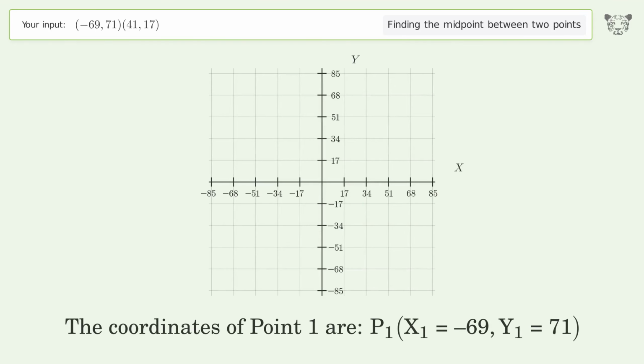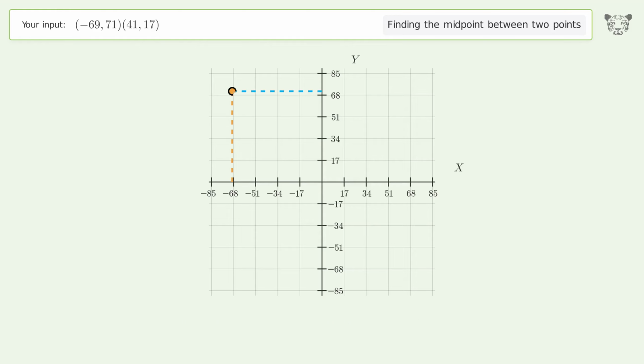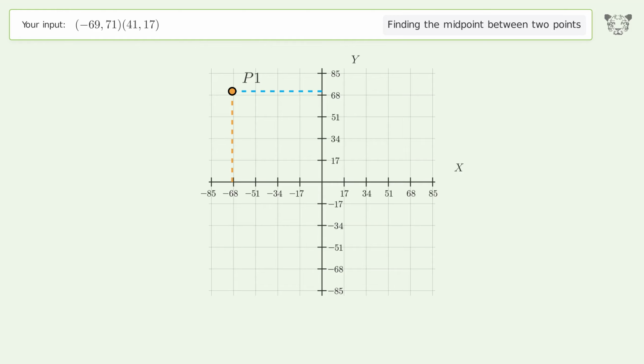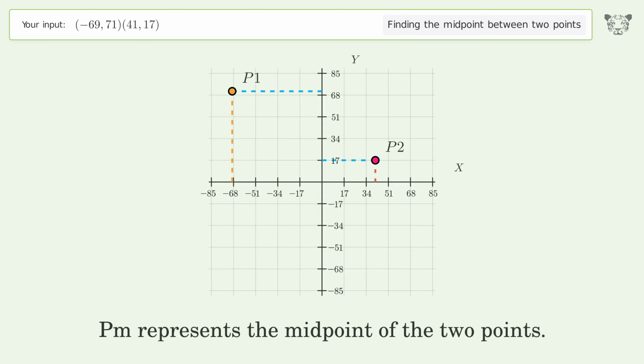The coordinates of point 1 are, x1 equals negative 69, y1 equals 71. The coordinates of point 2 are, x2 equals 41, y2 equals 17. PM represents the midpoint of the 2 points.